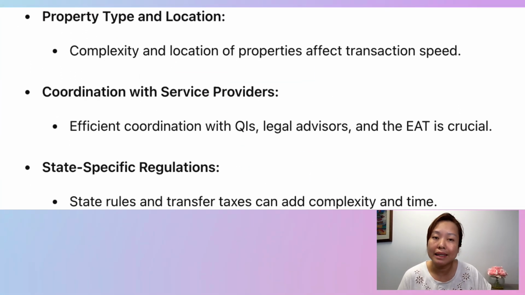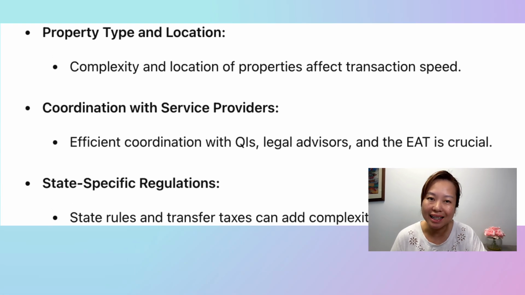Third is property type and location. So the complexity and location of the properties involved can affect how quickly the transaction can be completed. Fourth is the coordination with service providers. So efficient coordination with qualified intermediaries, legal advisors, and the EAT is crucial for meeting deadlines. Fifth is state-specific regulation. So state-specific rules and transfer taxes can add to the complexity and duration of the process.